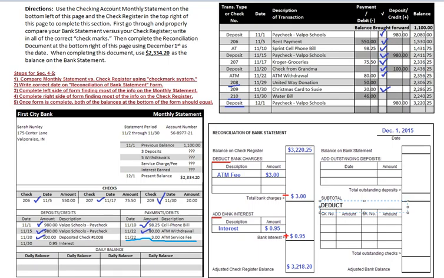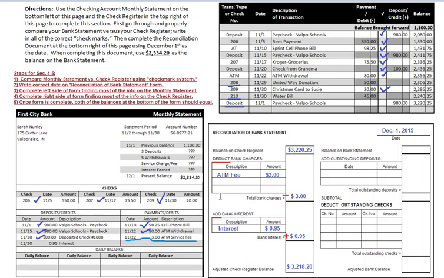I just noticed that there's a mistake over here. If on your homework it does not say deduct outstanding checks, let's go ahead and write that in. And make it a little bit bigger. It should say that right there. So if it doesn't say that on your paper, go ahead and write that in.